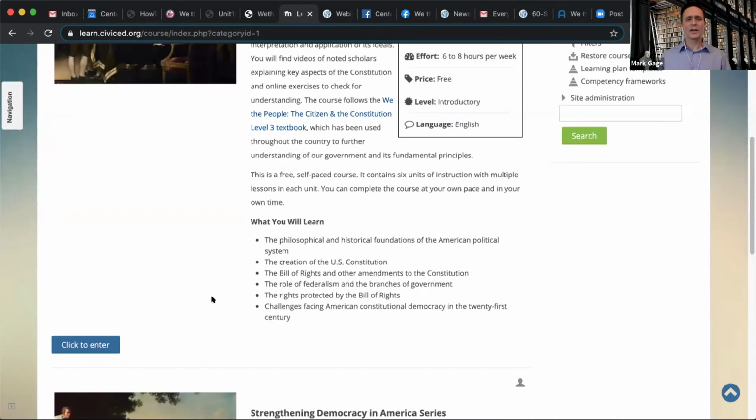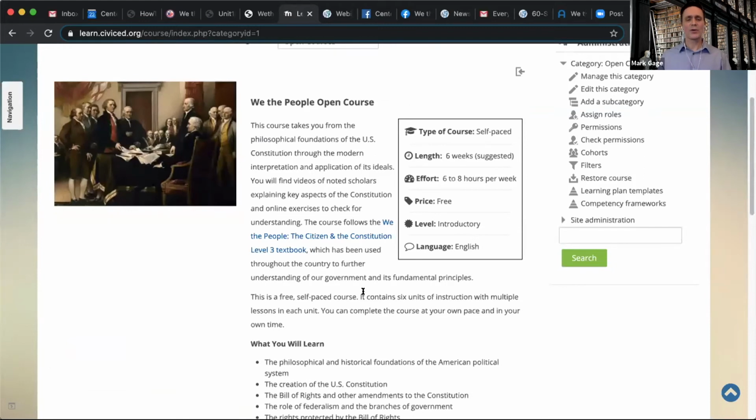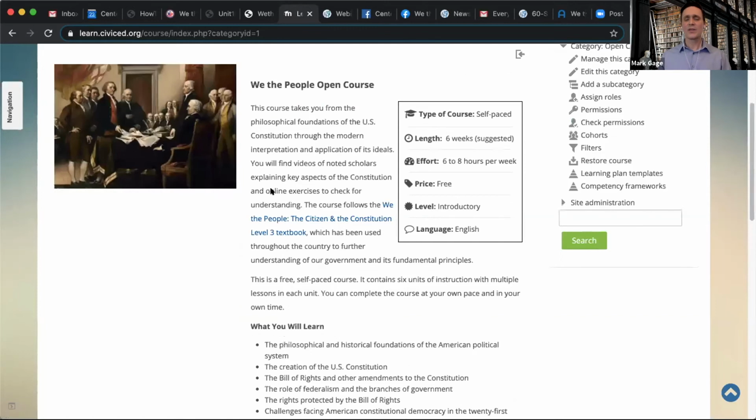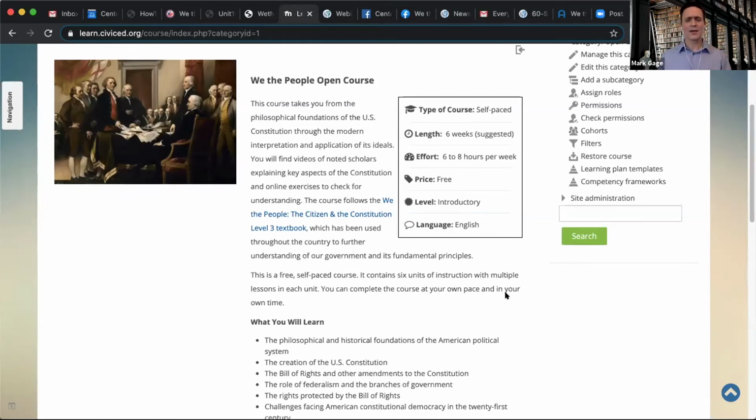There are 2 courses here: the We the People open course, and the Strengthening Democracy in America series. The We the People open course is the one that goes through every section and every lesson of the book. It takes about 6 weeks to complete the entire thing if you dedicate 6 to 8 hours a week. That's a big ask, but you can dedicate 1 hour. It's up to you. It's free, it's open, it's at your own pace.